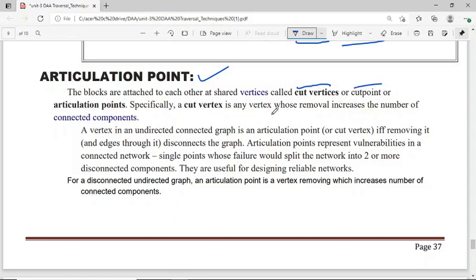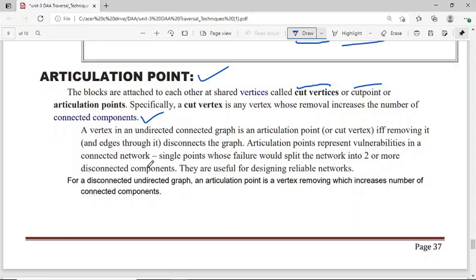Especially, a cut vertex is any vertex whose removal increases the number of connected components. Okay, if we remove the edge, or if we remove the vertex, then it will increase the number of connected components. A vertex in an undirected graph is an articulation point if and only if removing it and the edges through it disconnects the graph. Articulation points represent vulnerability in a connected network.